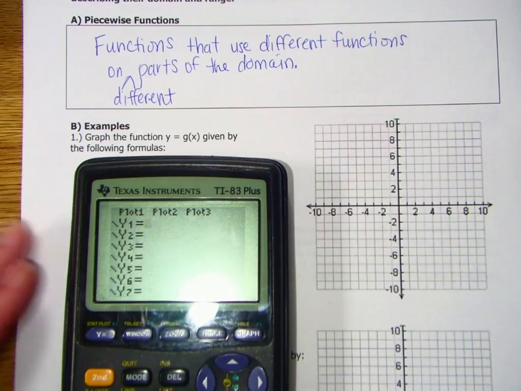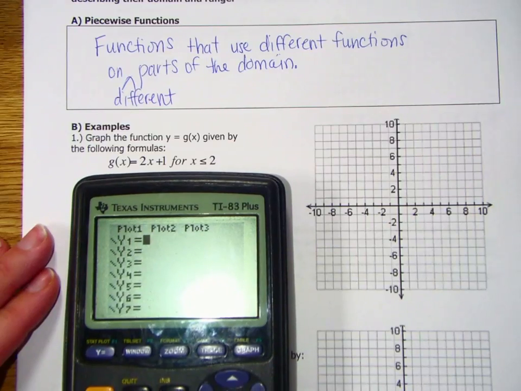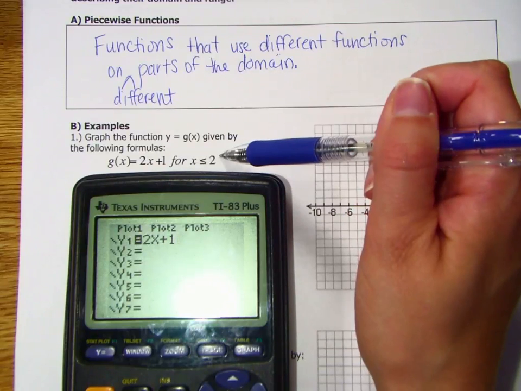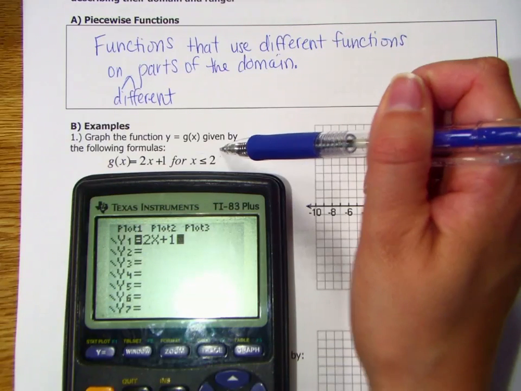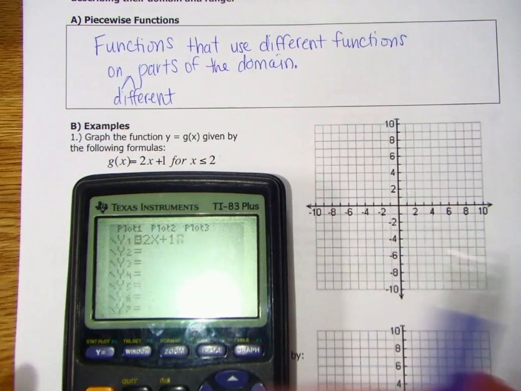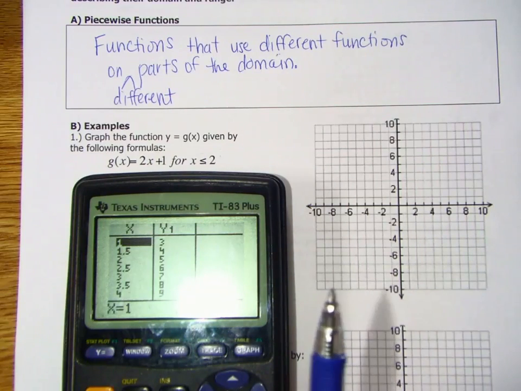Okay, so I'm going to take that first function, 2x plus 1, and put it into my y equals on my calculator. I'm not super concerned about the graph at this point. What I'm really concerned about is what's happening at x equals 2. So I'm going to hit second graph to go to my table.